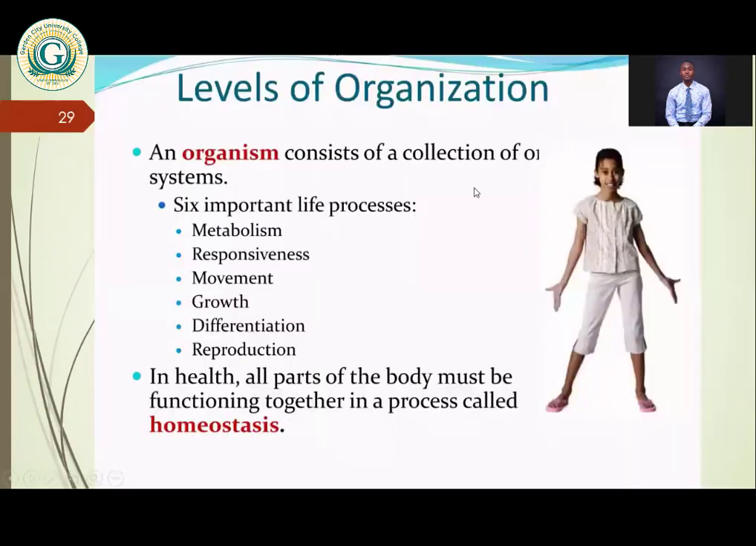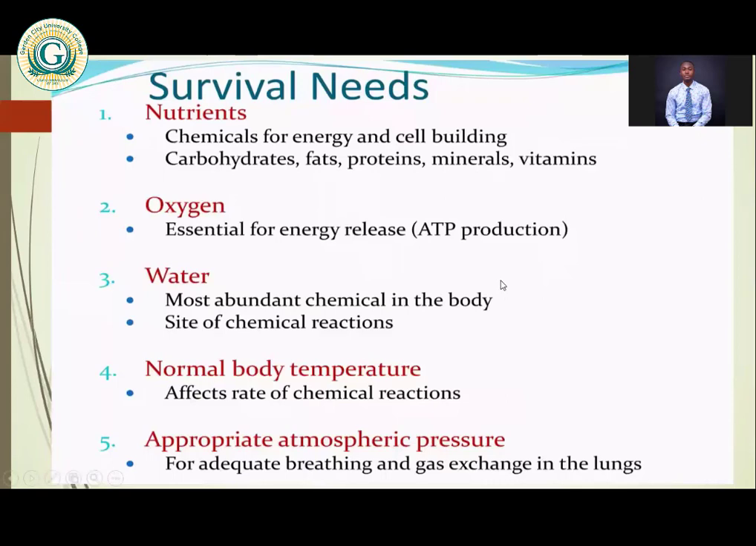So as an organism, we consist of some systems. And as an organism, we perform six important life processes: metabolism, responsiveness, movement, growth, differentiation, and reproduction. All these help make sure that you're able to do what you are supposed to do as an individual. And I'm saying in health, all parts of the body must be functioning together in a process called homeostasis. As you move on, we explain more of homeostasis.